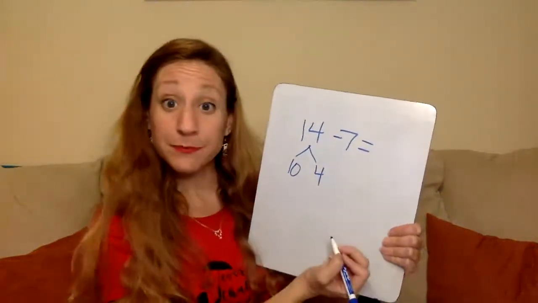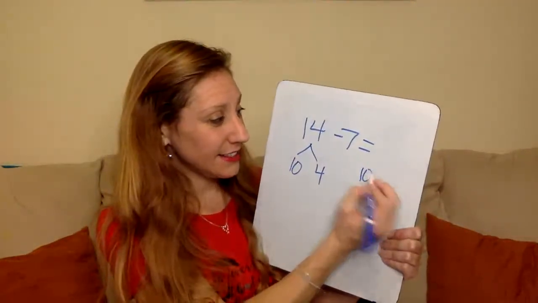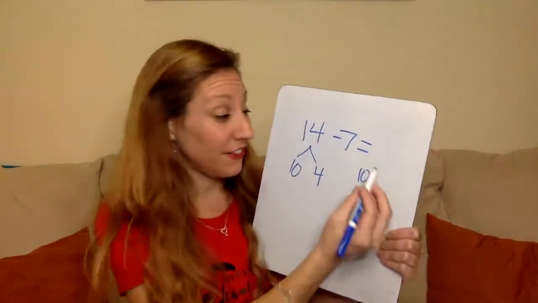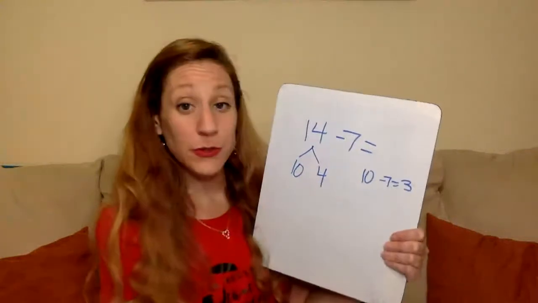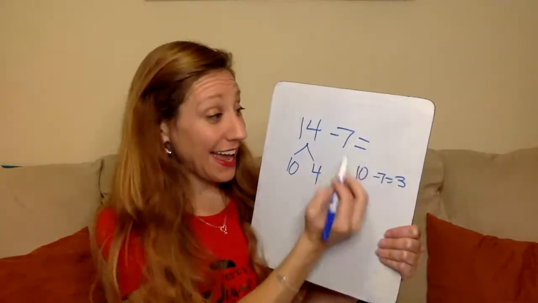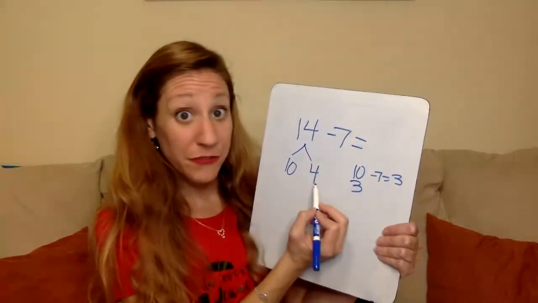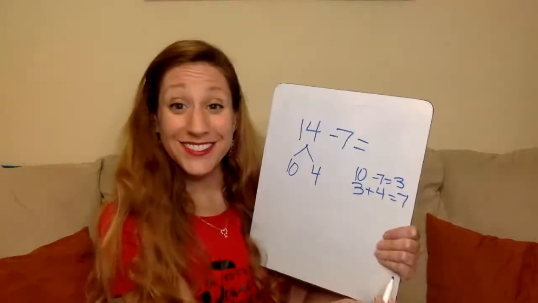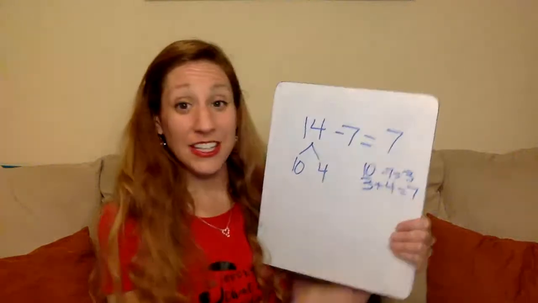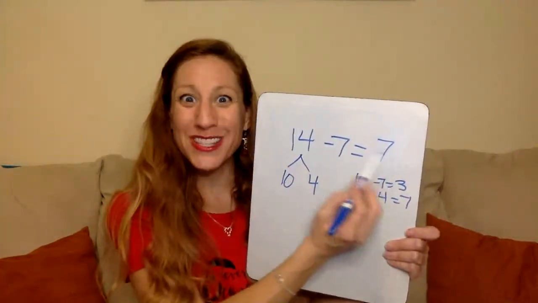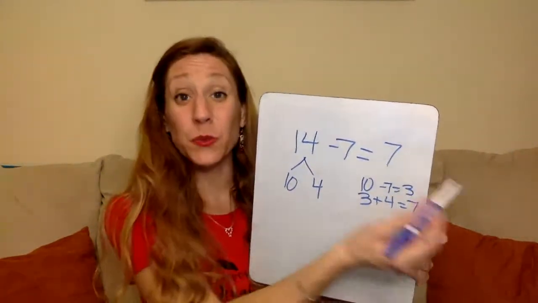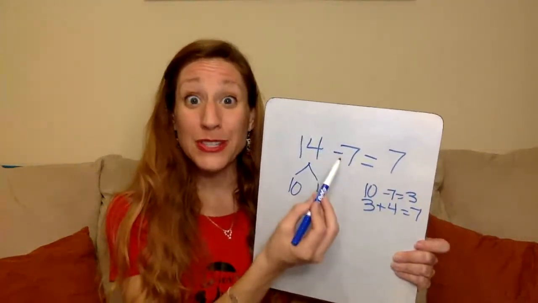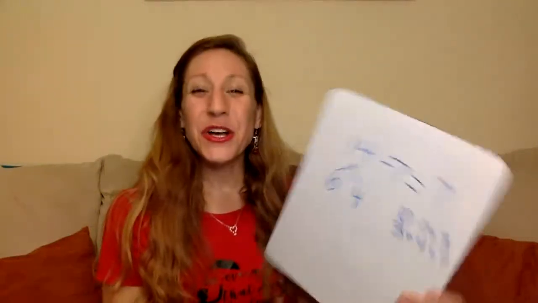So I have 10 and 4. 10 minus 7, because I can't take 7 away from 4. I don't have enough. 10 minus 7 equals 3. I'm going to add what's left over back with my 4 that I saved from the 14 to get 7. So 14 minus 7 equals 7. And 2 7s, doubles fact. If you worked your other way around, your related fact, you would have 7 plus 7 makes 14.